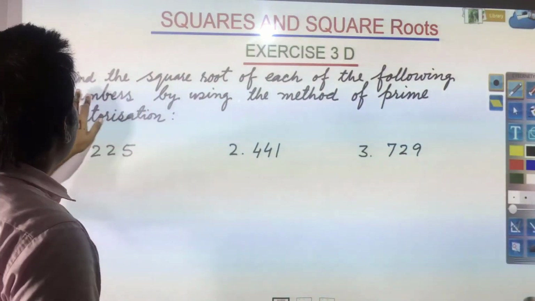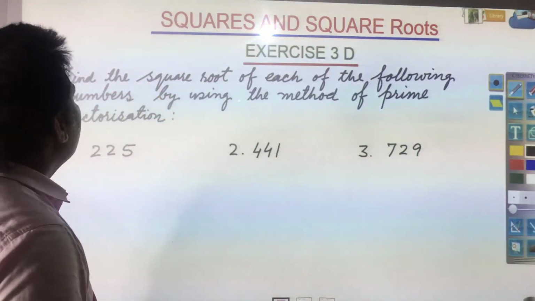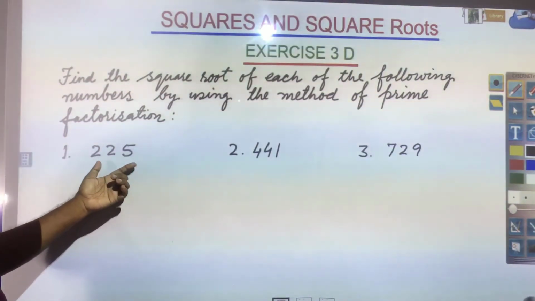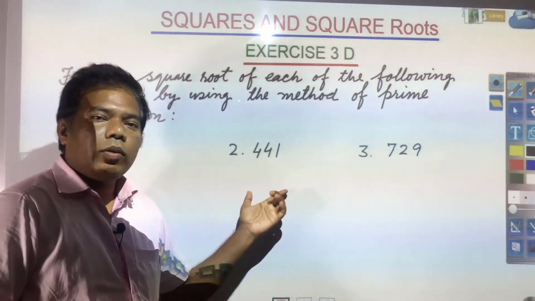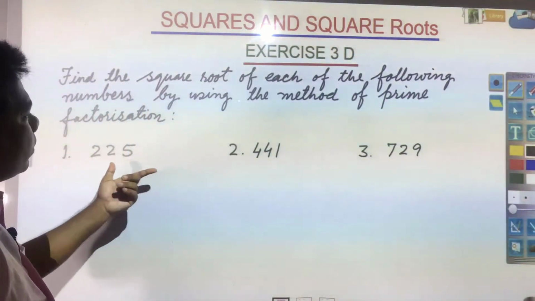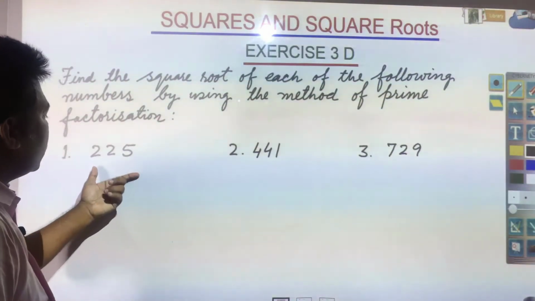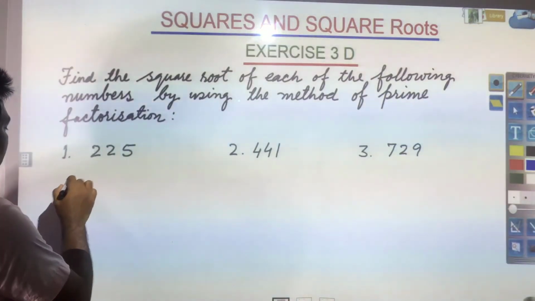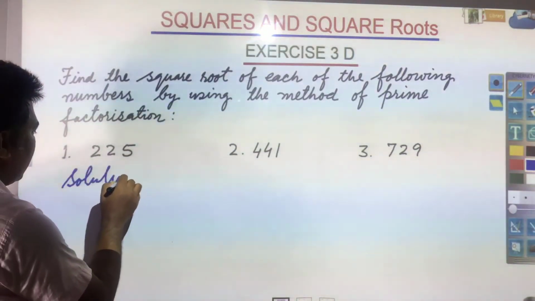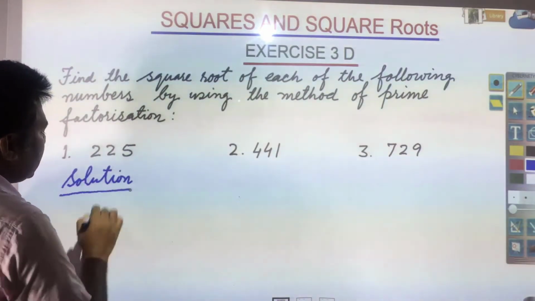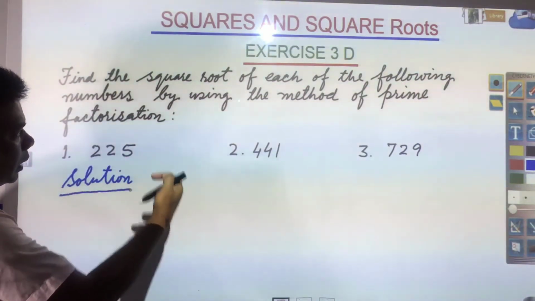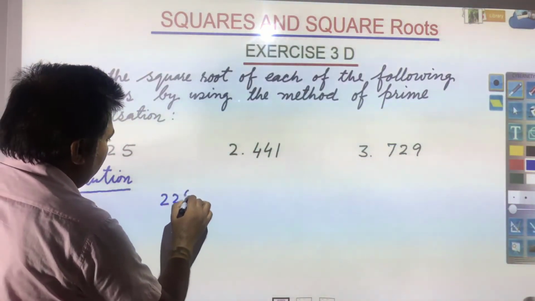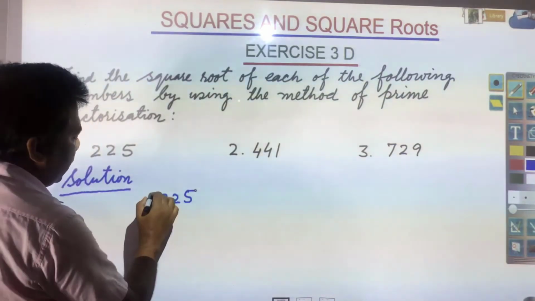In exercise 3D, the first question you have: find the square root of each of the following numbers by using the method of prime factorization. And your numbers are 225, 441, 729. These are so easy, already it has been explained in your solved examples. Just see how we will solve this. And all these things must be there in your notebook in a proper way. Here you have 225. By prime factorization method we need to find it out.